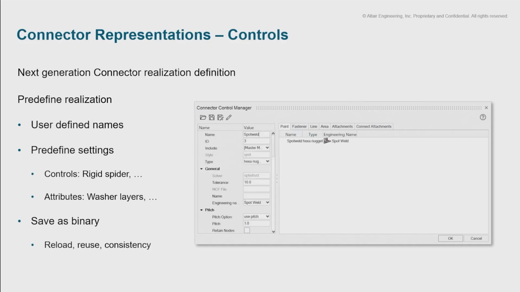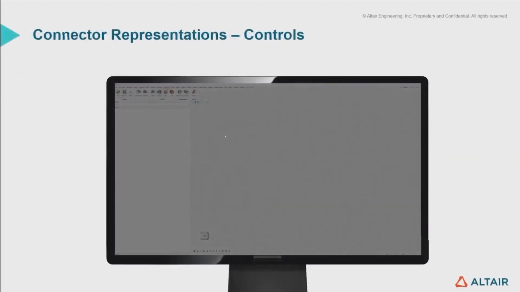This is just an example of what the control manager looks like. On the left-hand side in this image, and the right-hand side in later versions, you have all the attributes assigned to a particular control, and then it's organized per style of connector that we have. So a tab for fasteners, a tab for line connectors, a tab for point connectors and attachments and that sort of stuff. So what does this look like in practice?